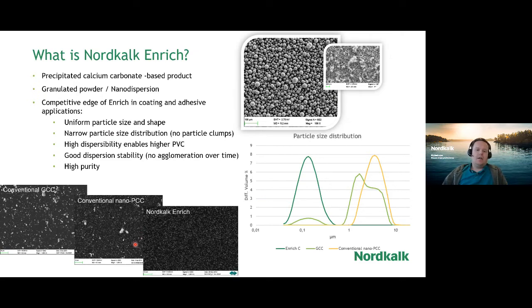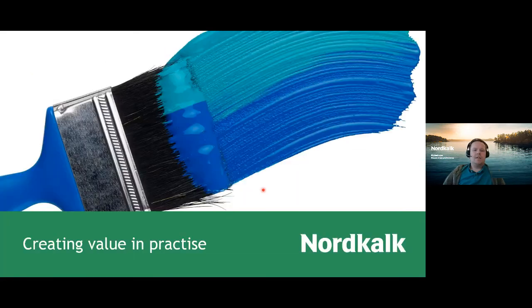Then Nordkalk Enrich. In all these we have the same amount of calcium carbonate. Here you can see that it's really evenly dispersed in this binder matrix, meaning that it's well dispersed also in the application, what we can see also in this particle size distribution. And what does this then give in the actual paint, so what is the value in practice? I will show you a short video here before we continue the presentation.